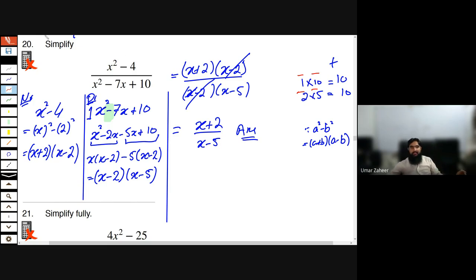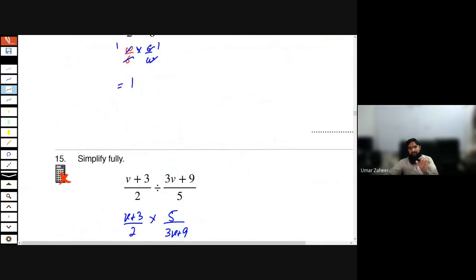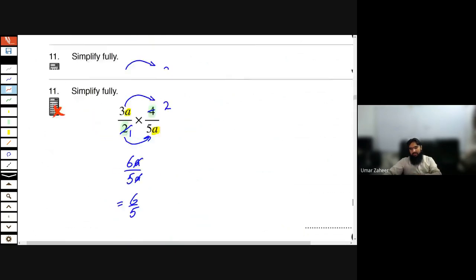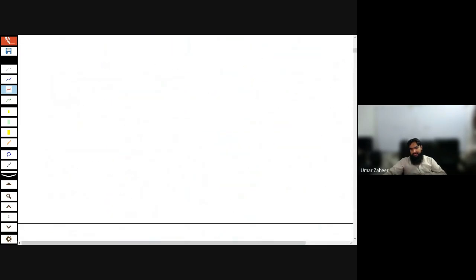So this is what we have done, how we can simplify the fractions. Look here, we have used all the tools that we have learned. We have learned how to add the fractions. We have learned how to factorize. We have learned how to expand. We have to use all the tools here when we simplify the fractions.